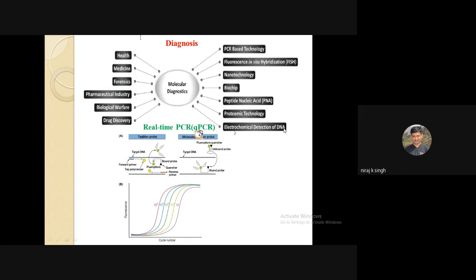When I was in my master's, I thought that PCR is a very good technique, but it cannot be implemented because of its cost as well as the technical expertise required. But this corona pandemic has shown that a technique which has very high cost and requires very high skill can be implemented at the mass level. The best example is real-time PCR-based diagnosis. Everyone knows, I think everyone has passed through qPCR-based diagnosis for COVID. This is the pictorial representation of how qPCR can be used for diagnosis.